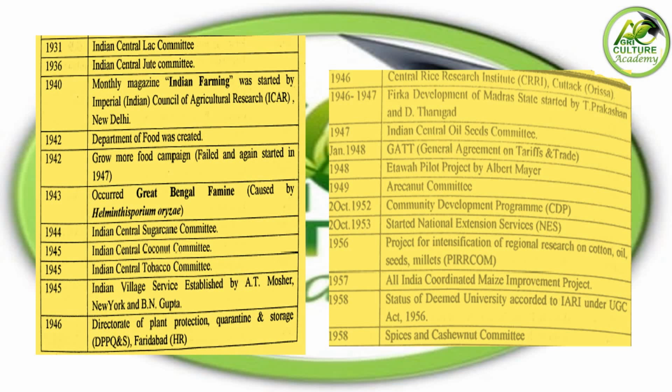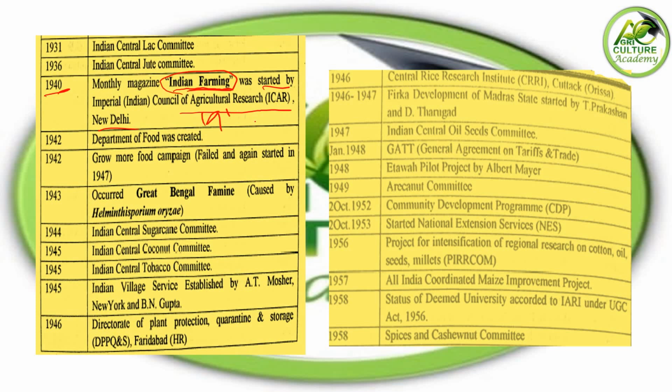Then we will see, in 1931, the Indian Central Lac Committee. In 1936, the Central Jute Committee. In 1940, the monthly magazine Indian Farming was started by the Indian Council of Agricultural Research, New Delhi. Indian Farming started in 1940.